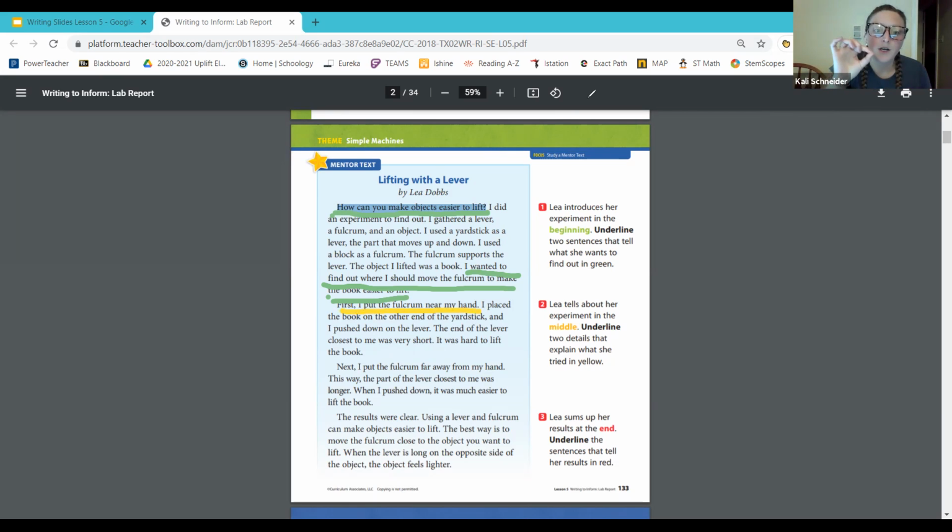She placed the book on the other end of the yardstick and pushed down the lever. The end of the lever closest to me was very short. It was hard to lift the book. Okay, that's the first thing she did. That was one whole part of her experiment.